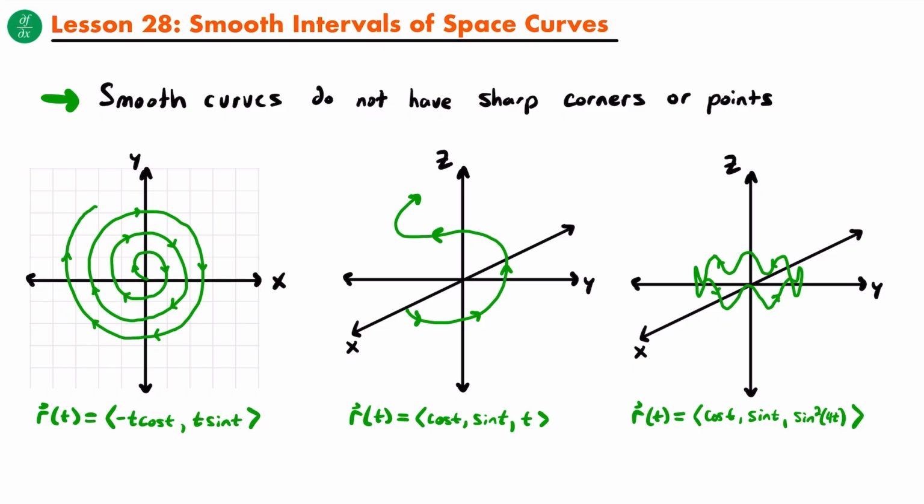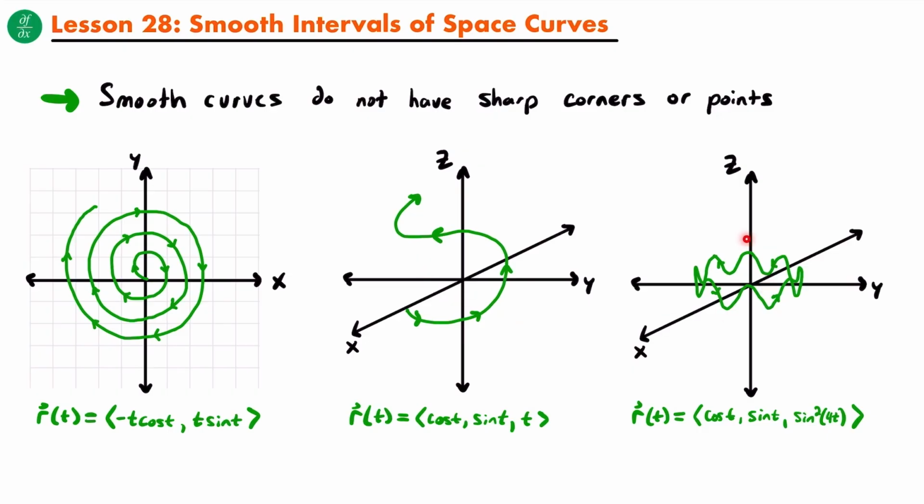For this one, we have a plane curve that just spirals out from the origin. The entire curve is smooth. Same thing with this space curve here. If you follow the curve, you'll notice that there are no sharp corners or points. Now, you could argue that where it starts is a point, but if we're assuming that this curve goes on forever in both directions, then of course it is completely smooth and it has no sharp corners or points.